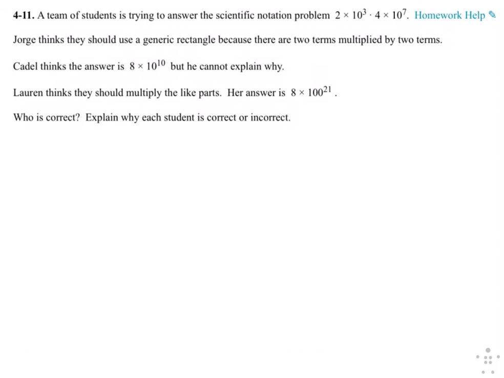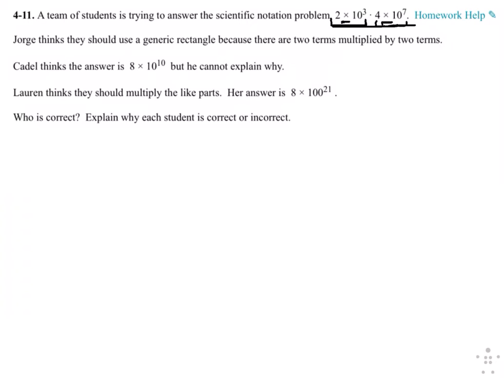Okay, so for 11, they're trying to multiply these two numbers, right? So the first person thinks that they should use a generic rectangle, but generic rectangles won't work in this case because it's just a single term times another term. Generic rectangles work when you have like x plus 2 or x minus 2 times 2x, right? This is just a number times a number. Inside of each term is just multiplication. So this is just one term, right? Times one term, right? So that won't work.